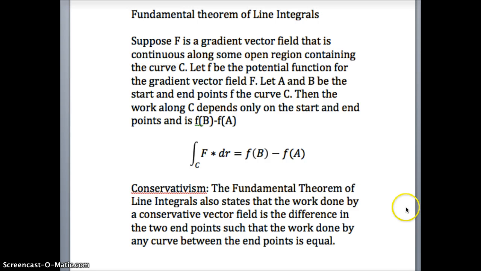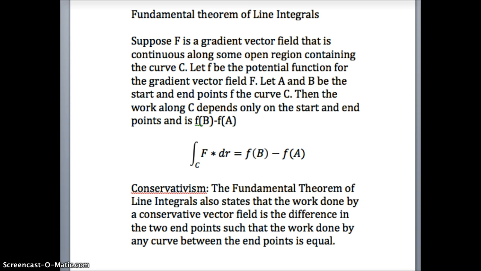The theorem states, supposing F is a gradient vector field that is continuous along some open region containing the curve C, letting f be the potential function for the gradient vector field F, and letting a and b be the starting and end points of the curve C, the work can be calculated along C depending only on the start and end points. And this is equivalent to f of b minus f of a.